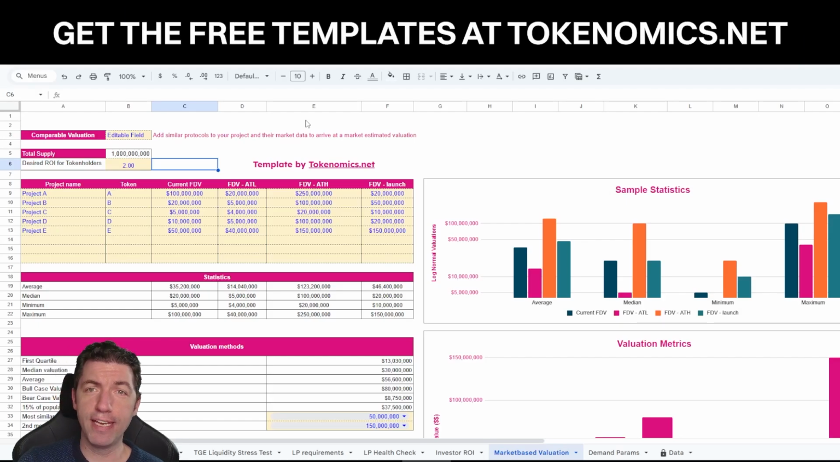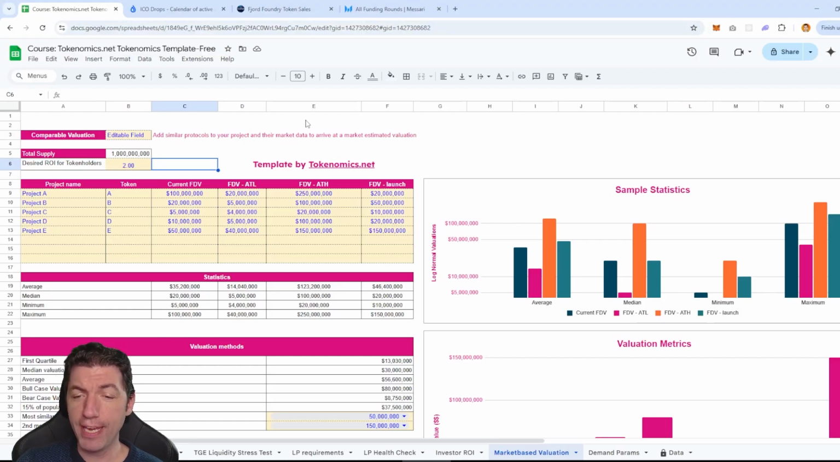The main thing I want you to take away on this page right here is our market-based valuation. You want to do research, ideally within your niche. That way you can start to understand the different projects that are in your niche, what the current fully diluted valuation is. This is current price times the total supply. So in this example, it's $1 billion.